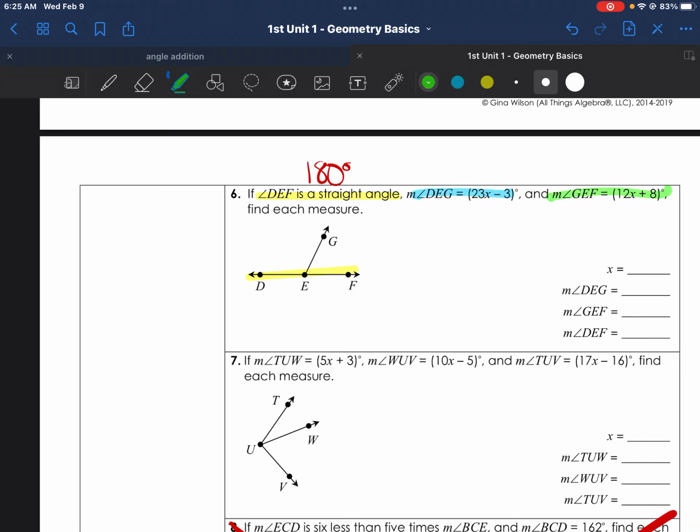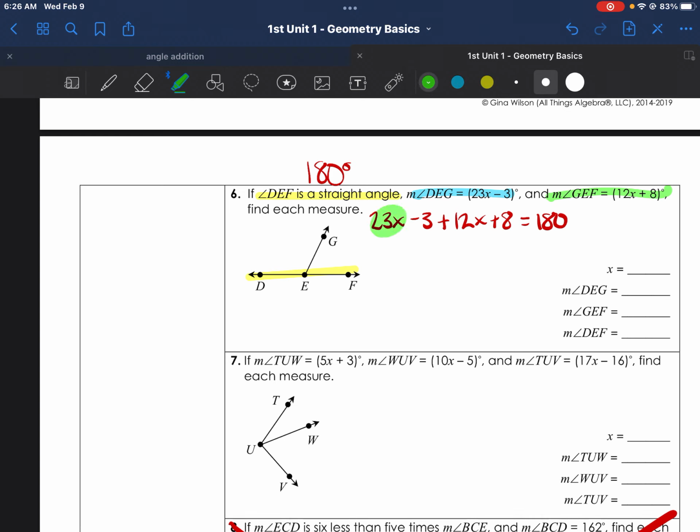equations, they're going to be combined on the left side of the equation, while the right side will only have 180 degrees. So you're going to have 23x minus 3 plus 12x plus 8 is equal to 180 degrees. Those two small angles will add to give you your big angle, just like I said in the last video. So, let's go ahead and do the math and keep it going.